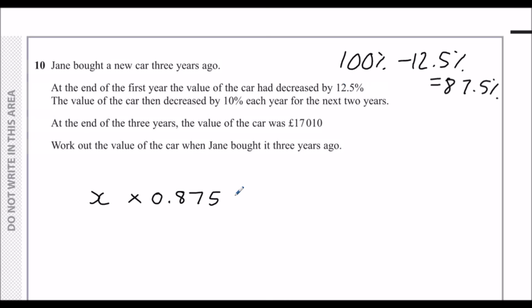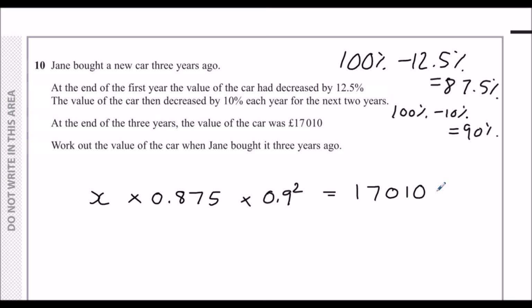0.875. It then decreased by 10%. So 100% take away 10% is 90%, or 0.9 for each of the next 2 years. So times 0.9 times 0.9 again. And then after those 3 years, it's worth £17,010. Work out the value of the car 3 years ago.